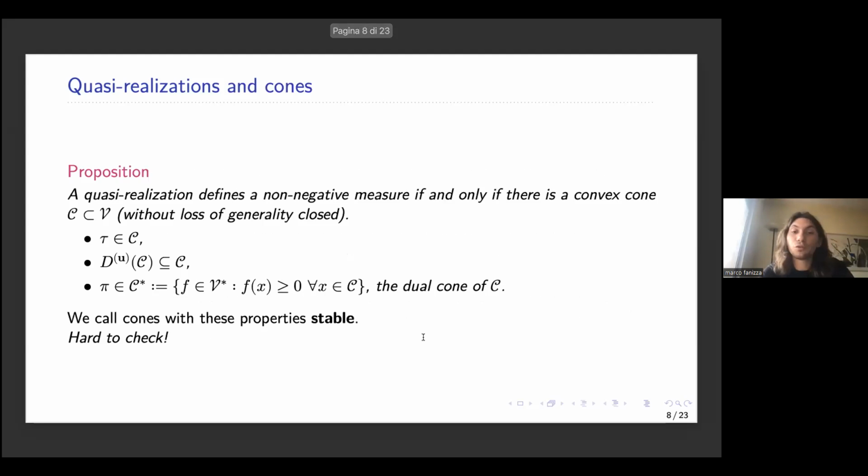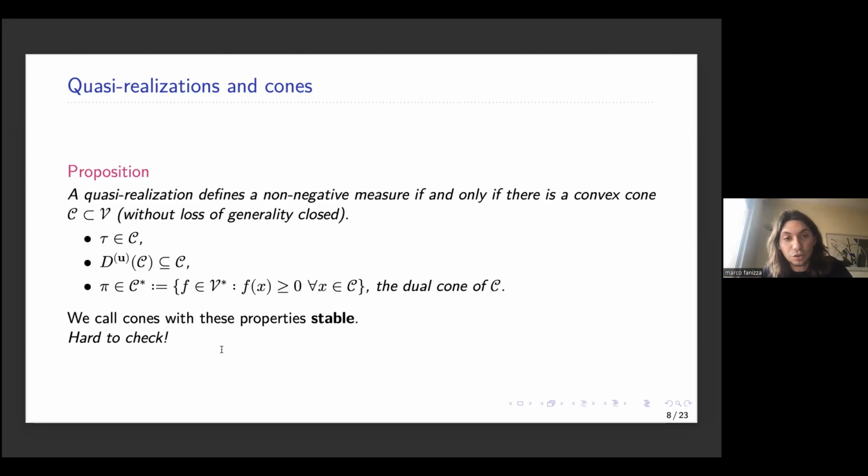However, even if you don't have such an interpretation of the stochastic process, there is still some nice geometric feature that quasi-realizations associated to stochastic processes have. In fact, it's immediate to show that the quasi-realization defines a non-negative measure if and only if there is a convex cone inside the vector space, which is without loss of generality closed, such that tau belongs to the cone. The cone is invariant under the maps, and pi is in the dual of the cone. And we call cones with these properties stable.